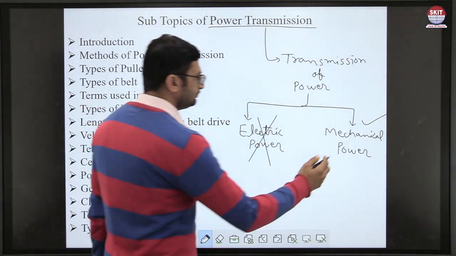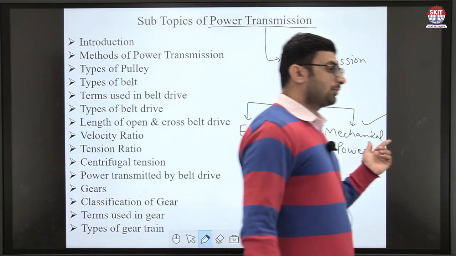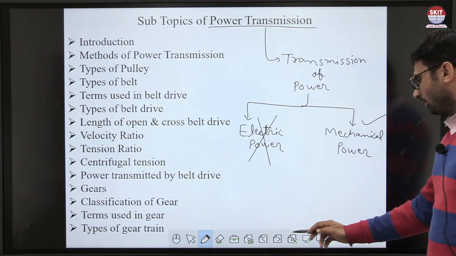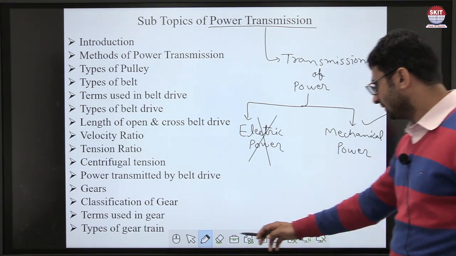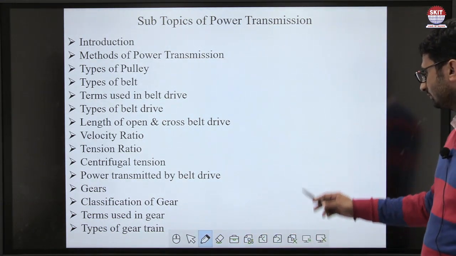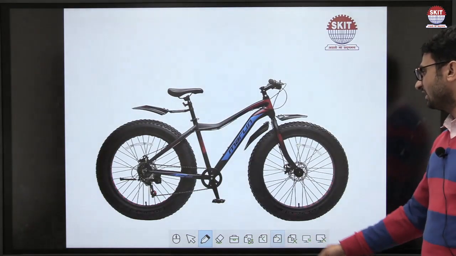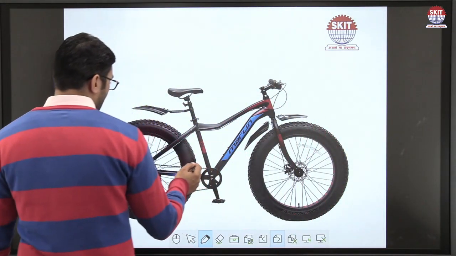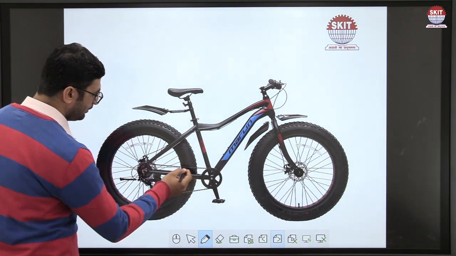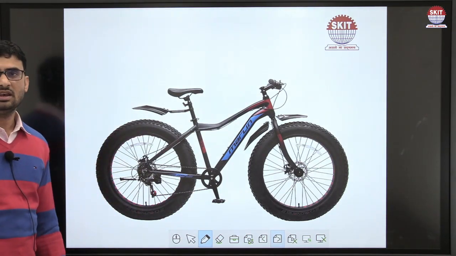All of you transfer mechanical power from one shaft to another shaft by the help of cycles. All of us drive cycles, and in the cycle we transfer the mechanical power from one shaft to another shaft with the help of a chain. This is also a power transmission of mechanical power.